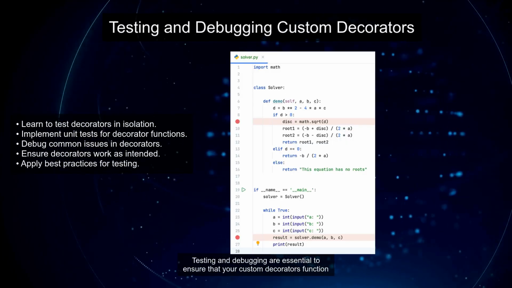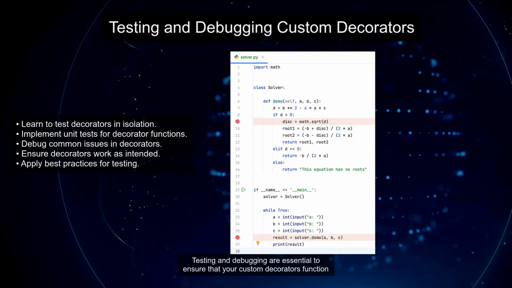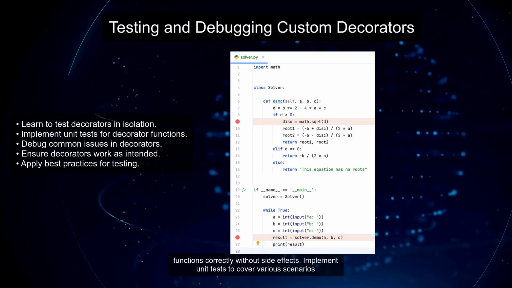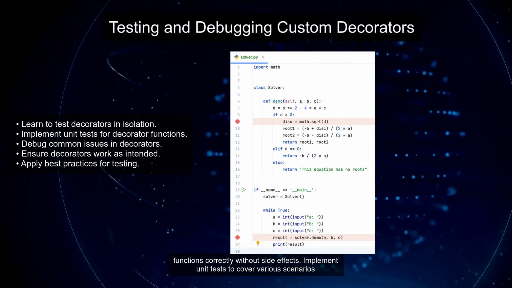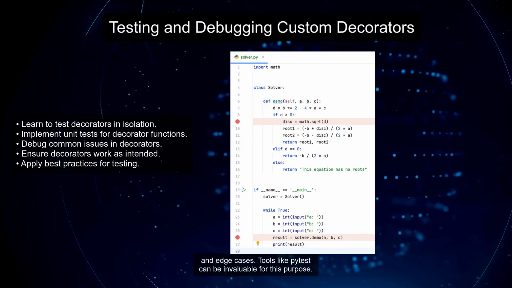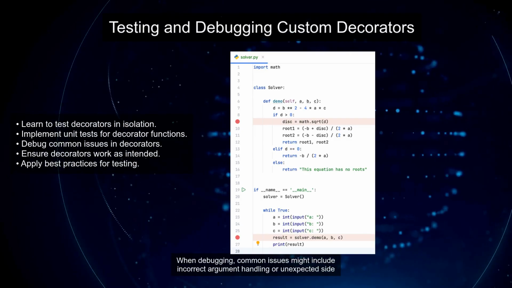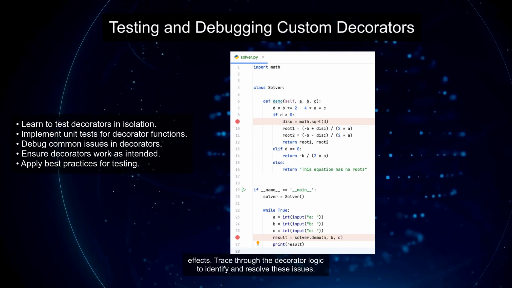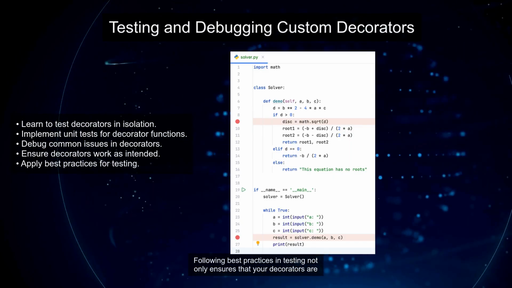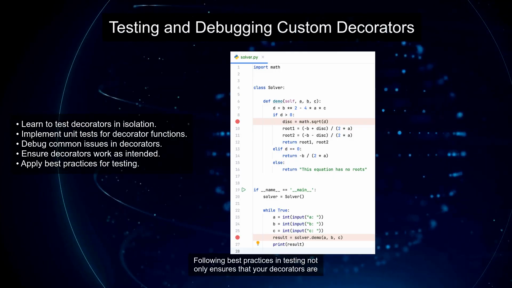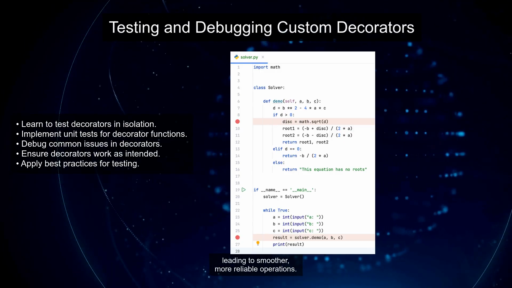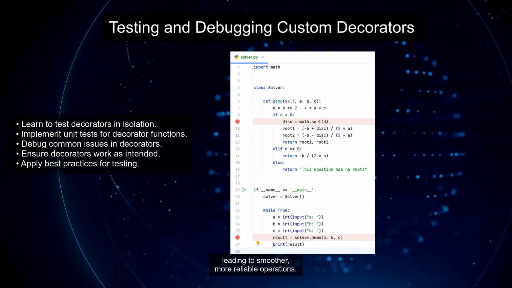Testing and debugging are essential to ensure that your custom decorators function as expected. Start by testing decorators in isolation, verifying that they modify functions correctly without side effects. Implement unit tests to cover various scenarios and edge cases. Tools like PyTest can be invaluable for this purpose. When debugging, common issues might include incorrect argument handling or unexpected side effects. Trace through the decorator logic to identify and resolve these issues. Following best practices in testing not only ensures that your decorators are robust but also boosts confidence in their integration into larger AI systems, leading to smoother, more reliable operations.